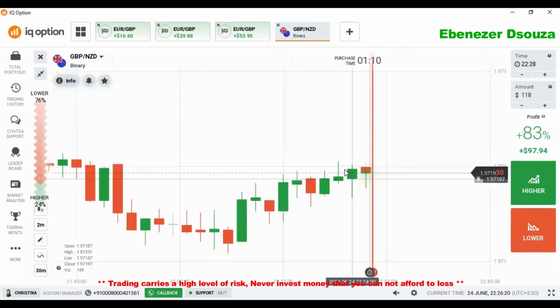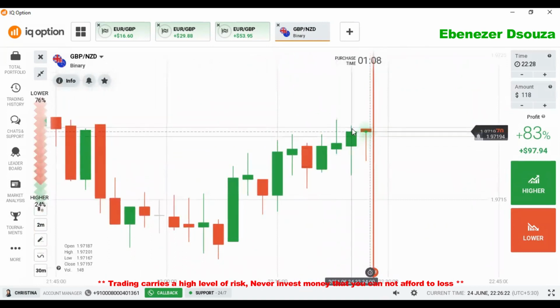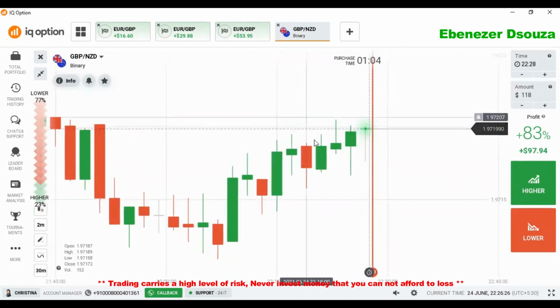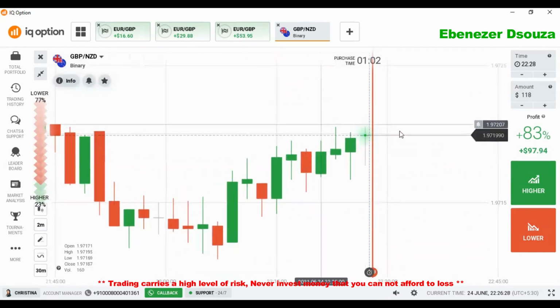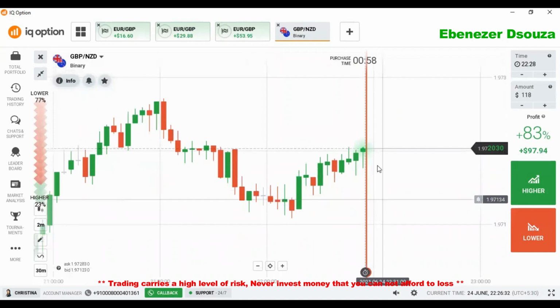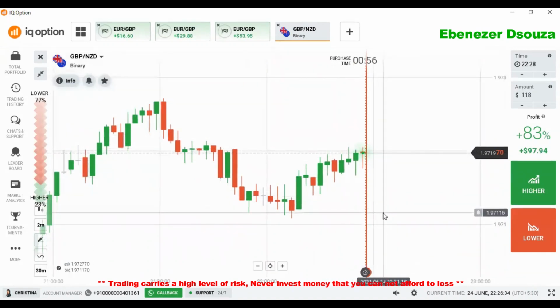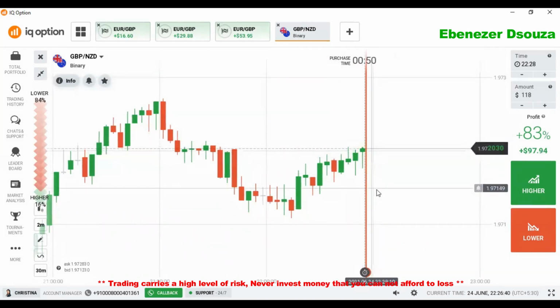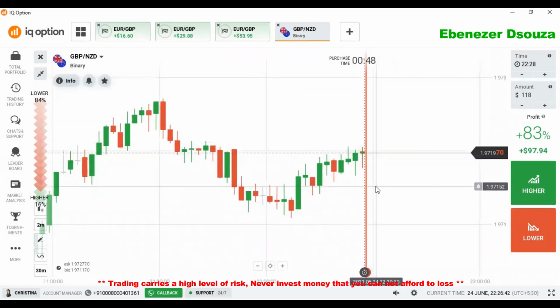At this seller zone we are seeing strong rejection and this candle failed to make a new high, which means the sellers are strong at this point, maybe the sellers may try to enter from this point. So better to wait for this candle to decide whether to go with buyers or sellers. So I will wait for this candle. After this candle I will place my trade.